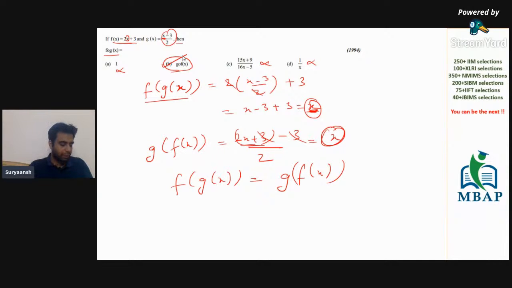It's a very simple question. It should not take you more than 30 seconds to solve this. It came in 1994. So I think you should get this answer correct. It's not a very difficult one.